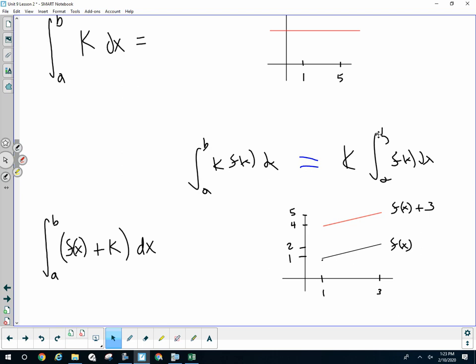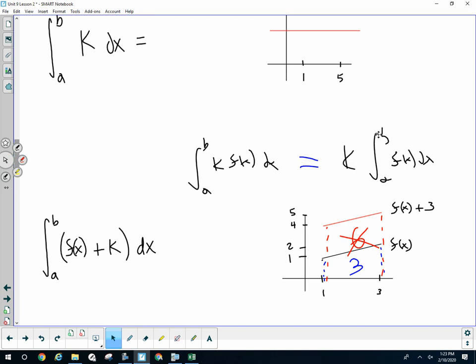We might think, oh, okay, this area under f from 1 to 3, base length 2, heights of 1 and 2, this is 3. Well, let's say I add 3 to it, we may think that this area of f of x plus 3 must be 6. But that's not correct.